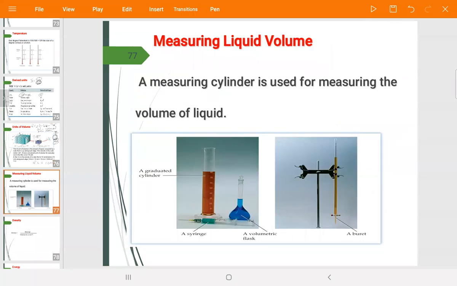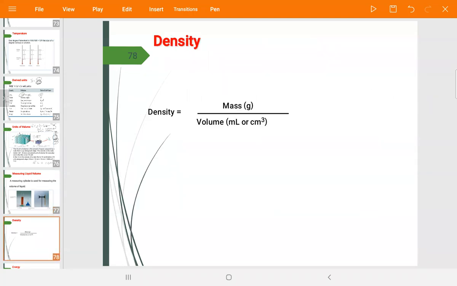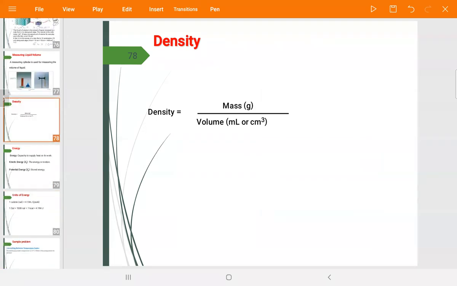So this is the measuring cylinder for measuring the volume of a liquid. And remember, density is given by mass over volume. So this is very simple.